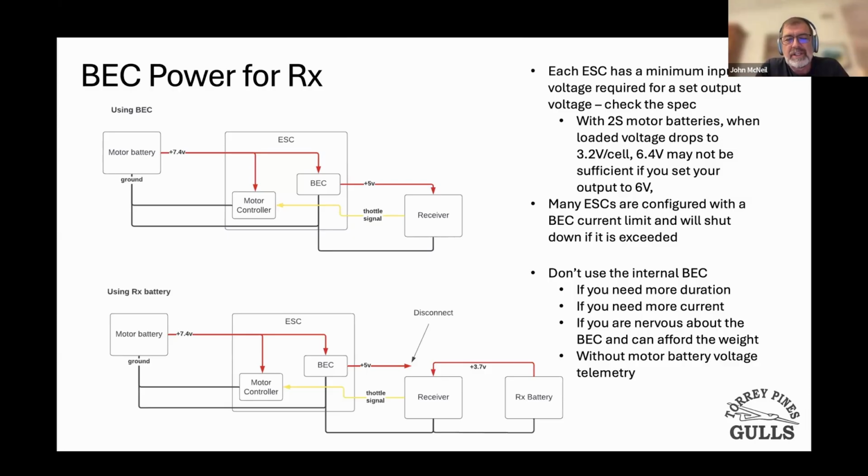You don't have to do it this way, right? You can use the motor battery to power the electronic speed control, which powers your motor, and then you can just put a receiver battery in. So then you don't need a BEC.